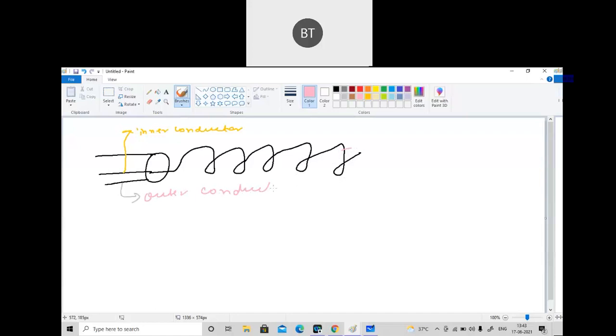Outer conductor connected to the ground. And you can see this inner part is connected to the helix. So this is the helical antenna. Inner conductor is connected to the helix. This is also a very important antenna. In satellite communication, we read about this kind of antenna.